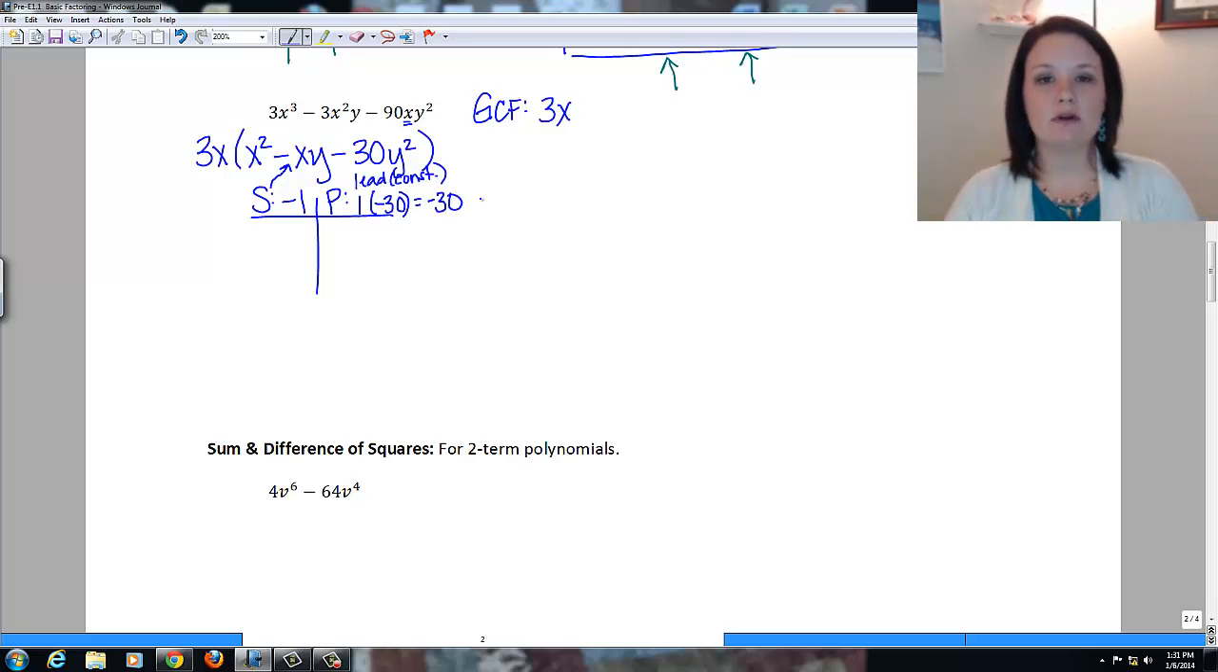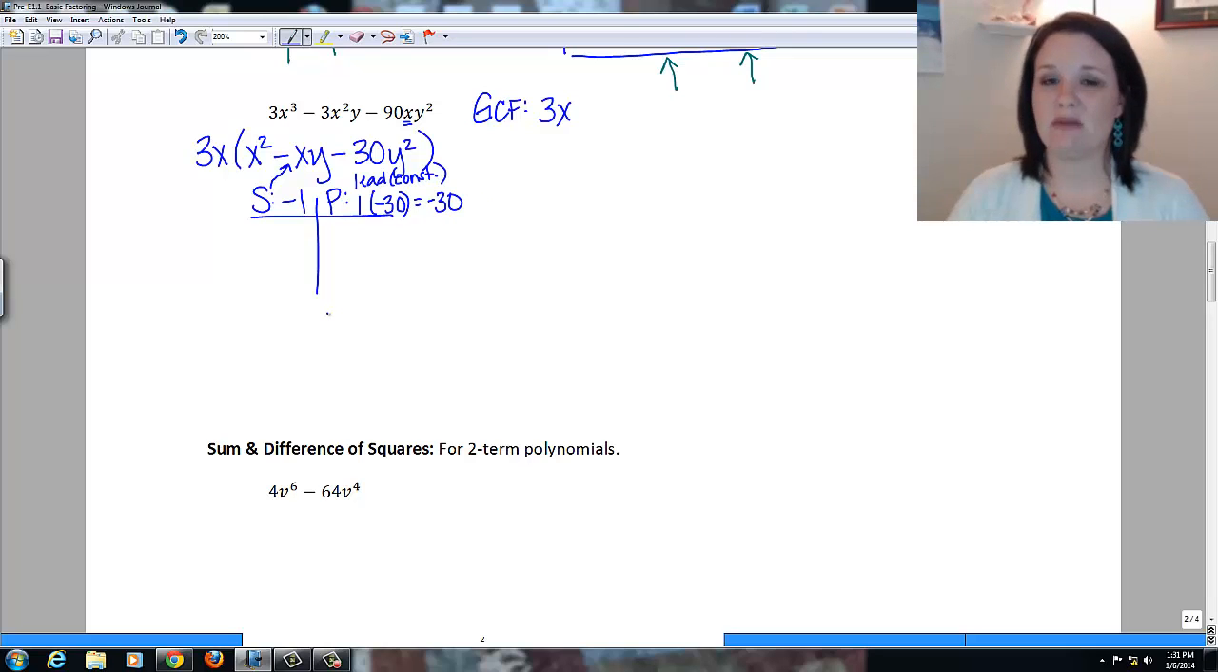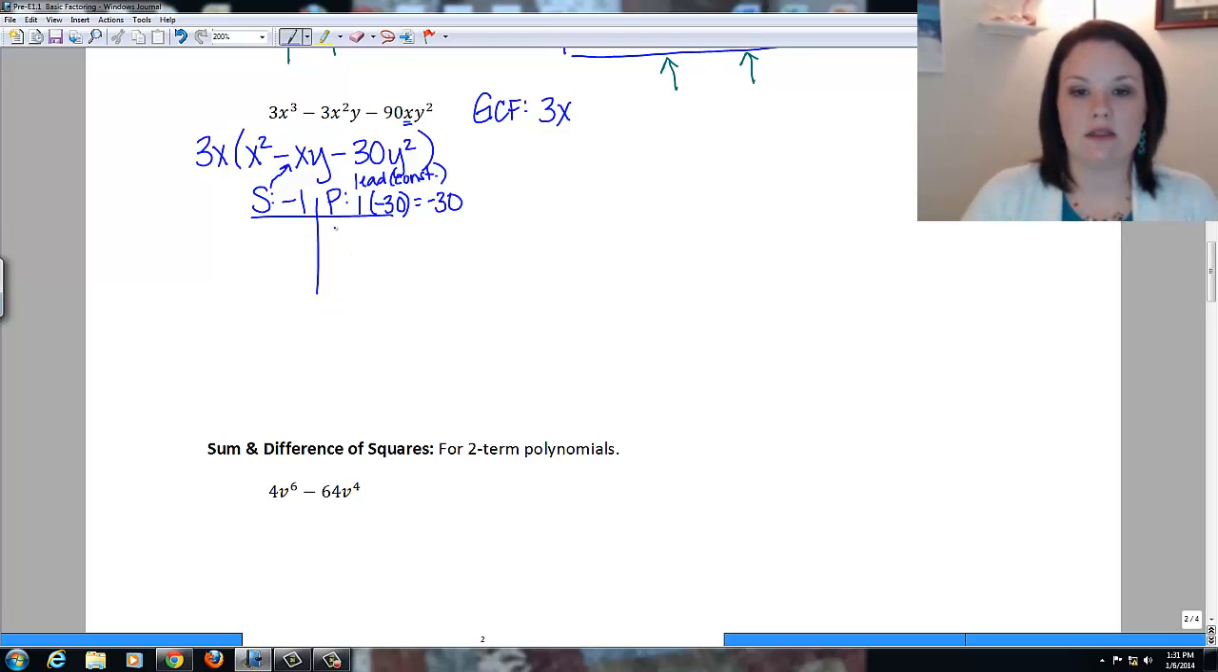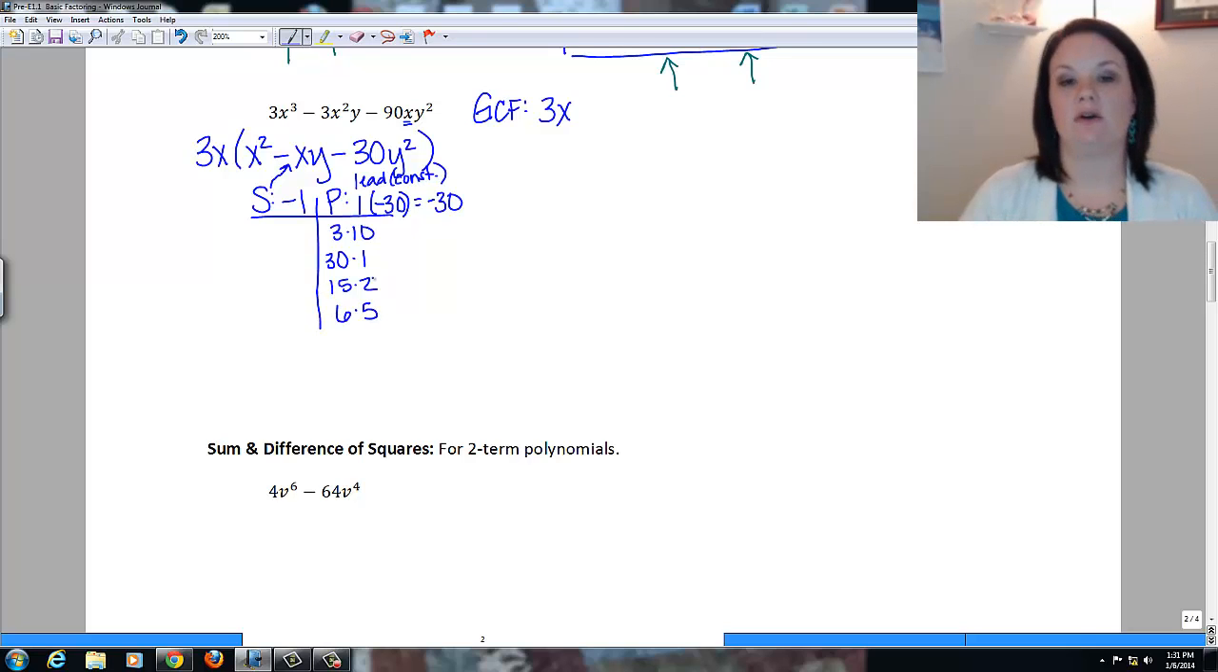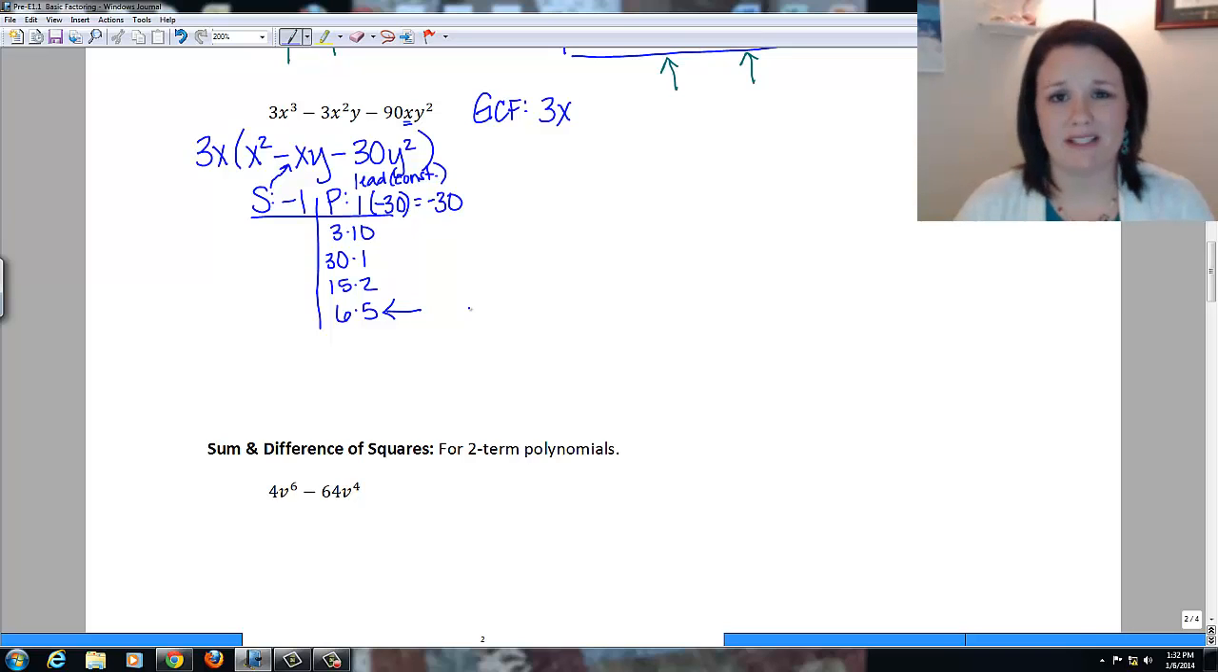So I'm looking for a pair that multiply to give me 30 that I can combine to get a 1. Okay, so to get 30, we could do 3 and 10. We could do 30 and 1. We could do 15 and 2, or we could do 6 and 5. So if I'm trying to get a 1, 6 and 5 is the one that's going to give it to me. I just have to figure out what my signs are going to be.